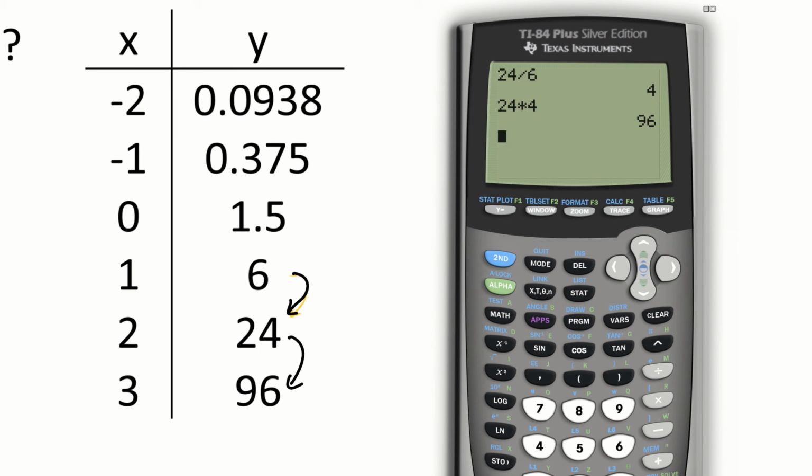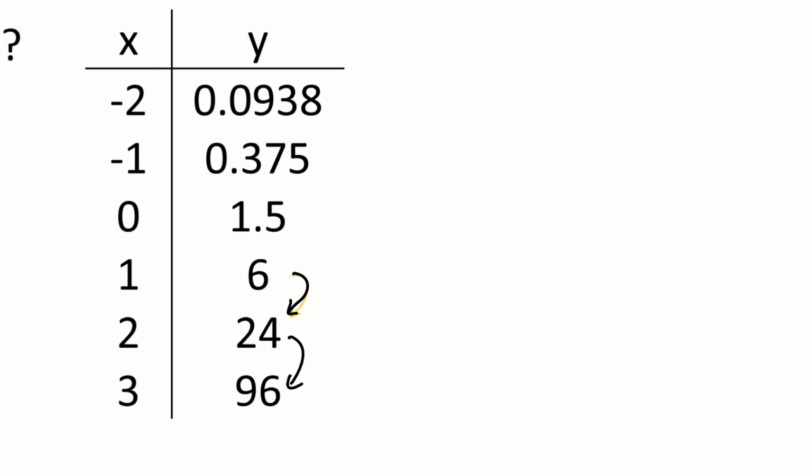Now I can go backwards and check it, right? I can take 6, and I can divide by 4. And when I do that, I do get 1.5, and I can divide that by 4. When I do that, I do get 0.375. Okay, so it's pretty clear what's going on here, right? I have a multiplier of 4.